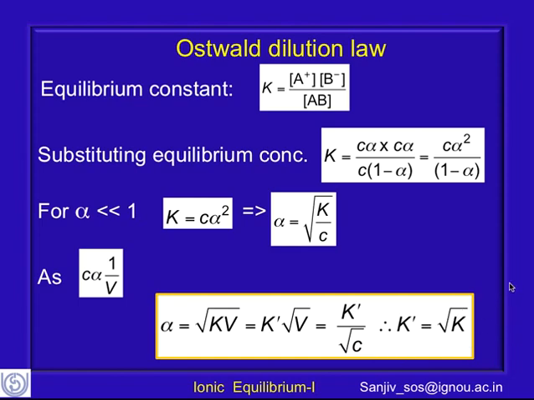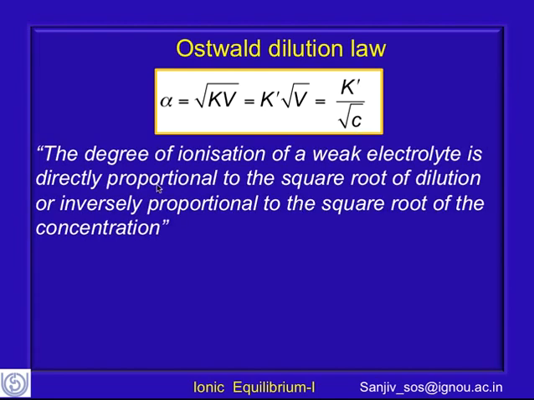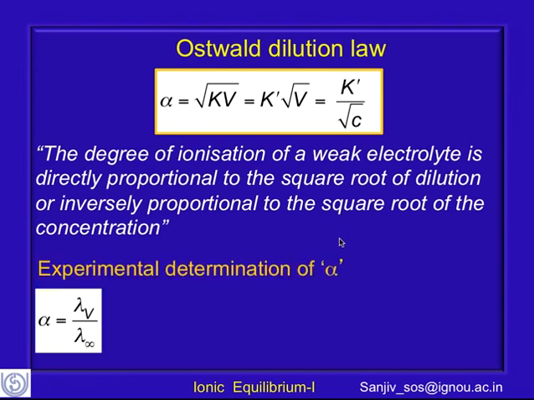Now, what does it mean? From this, we can work out the statement for Ostwald's dilution law. What we found is this: alpha is equal to square root of K into square root of V, or K prime by square root of C. So from this, we can say the degree of ionization of a weak electrolyte, that is alpha here, is directly proportional to the square root of dilution, the dilution of the volume, or inversely proportional to the square root of the concentration. So this is basically Ostwald's dilution law.